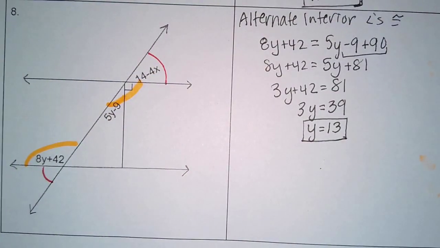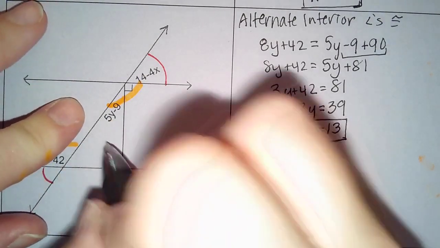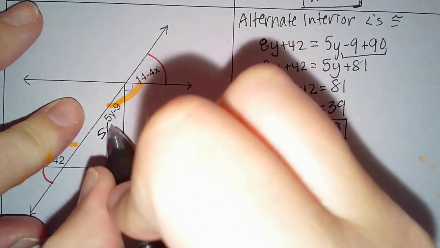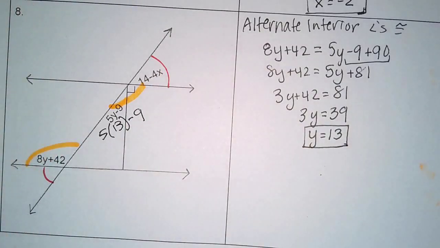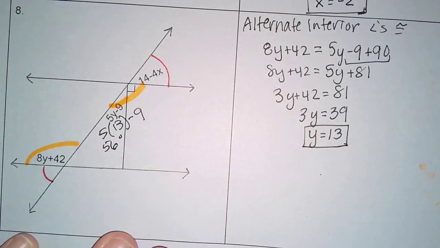Would you guys like to take option 1 or option 2? Raise your hand, option 1. All right, option 1 it is. Okay, so we're going to plug it in here for y. So we have 5 times 13 minus 9. 56? Yeah. 56 degrees. And this one is 90 degrees.